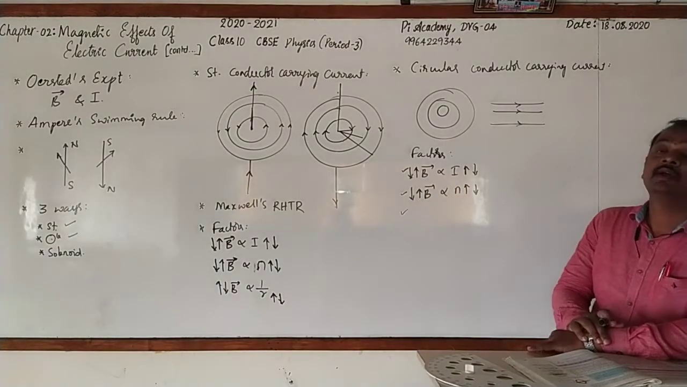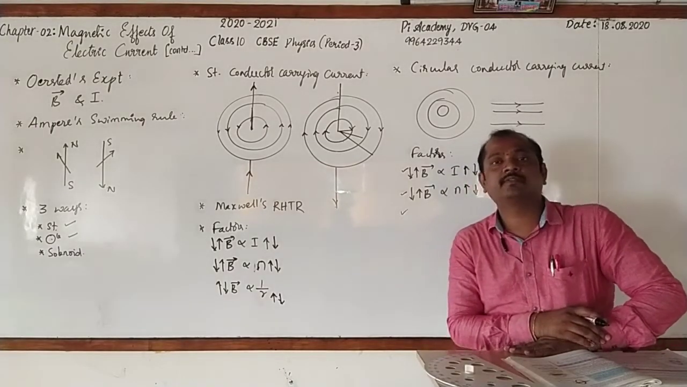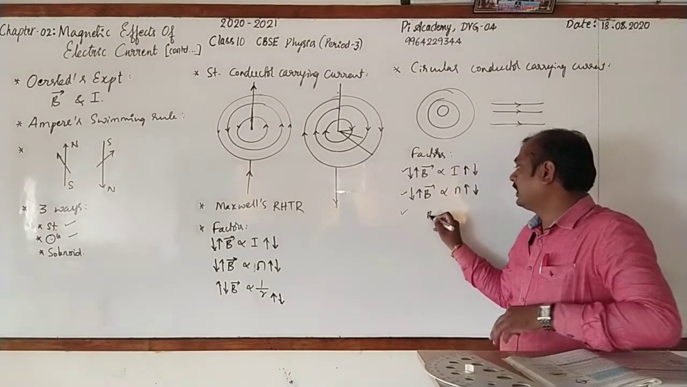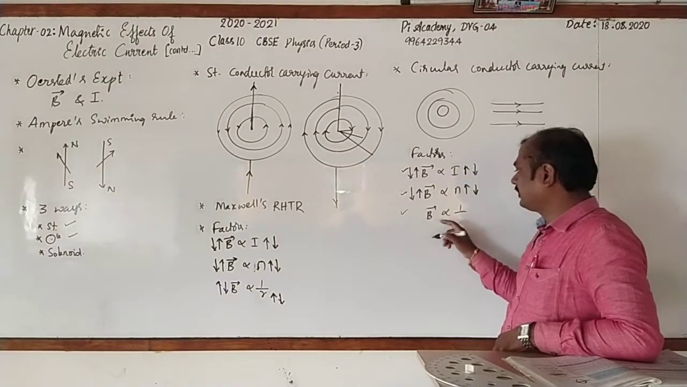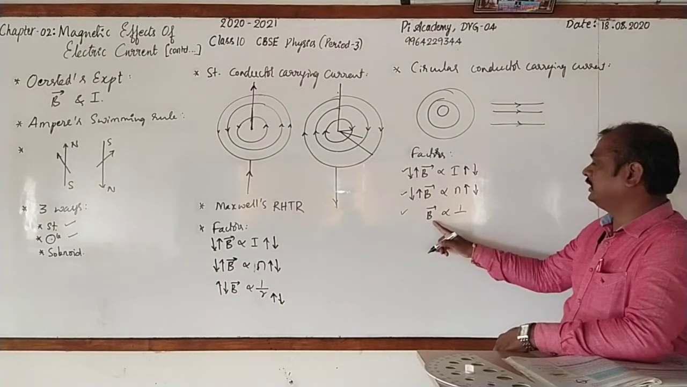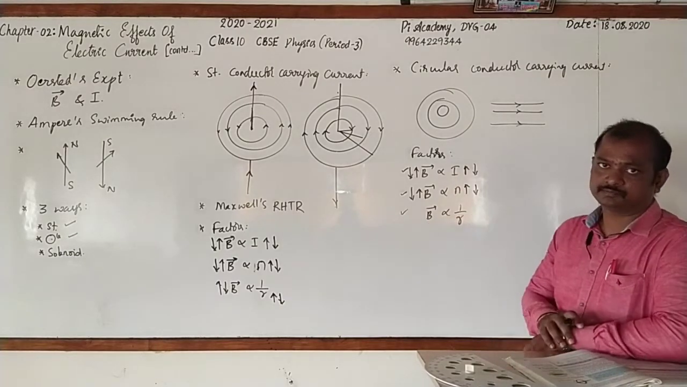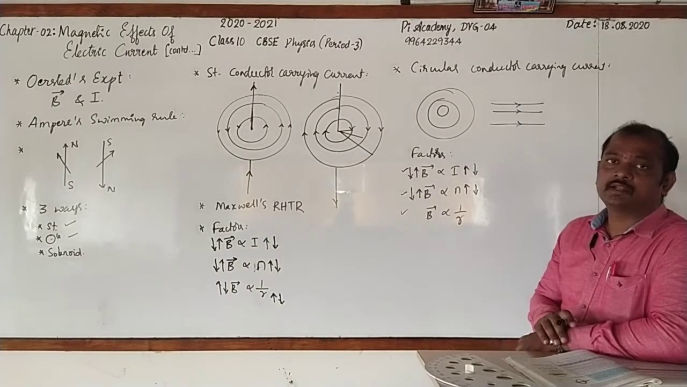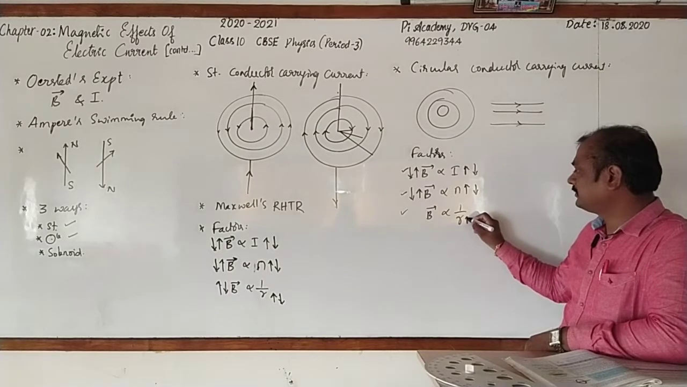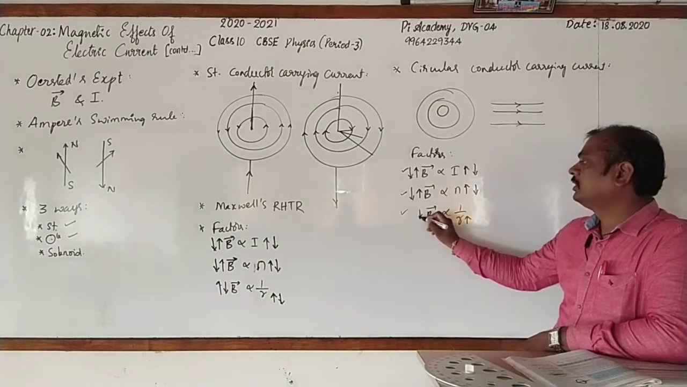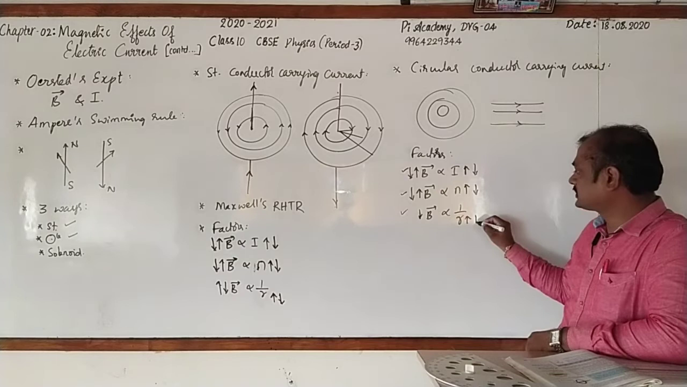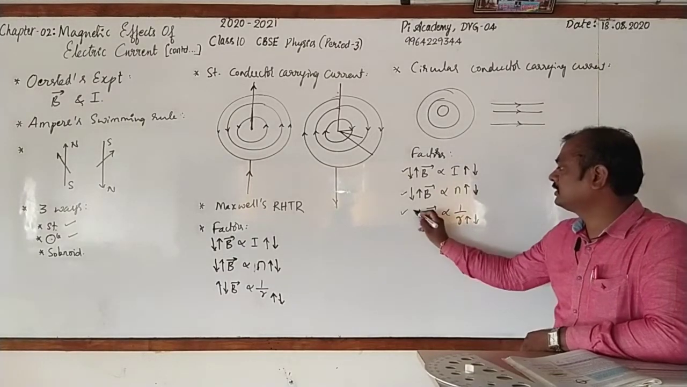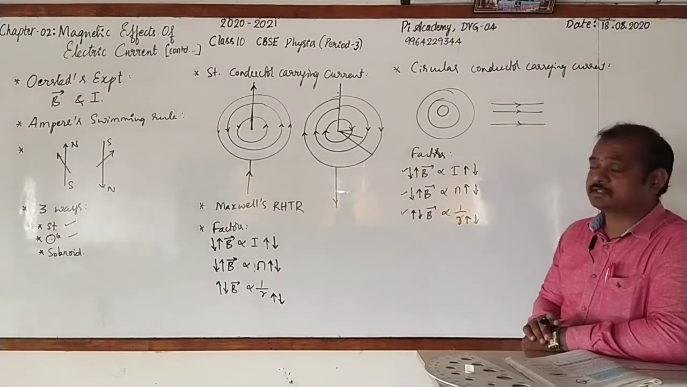Next one, again, the distance of the magnetic lines of force from the conductor, we can write magnetic field is inversely proportional to R. That is the radius of each magnetic line of force. As this radius increases, field strength decreases. The distance of lines of force from the conductor decreases, field strength increases.